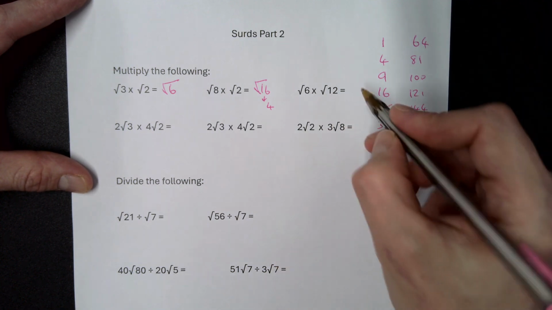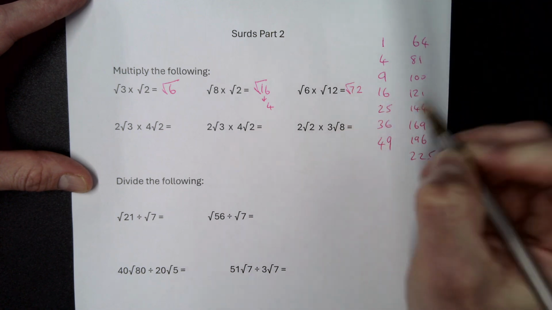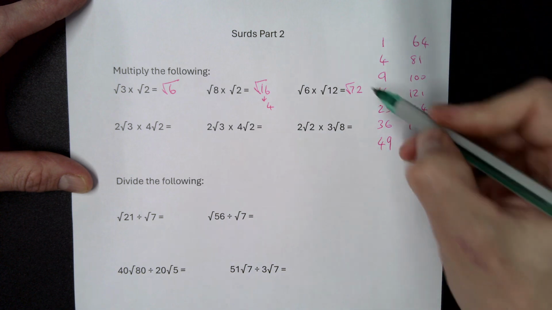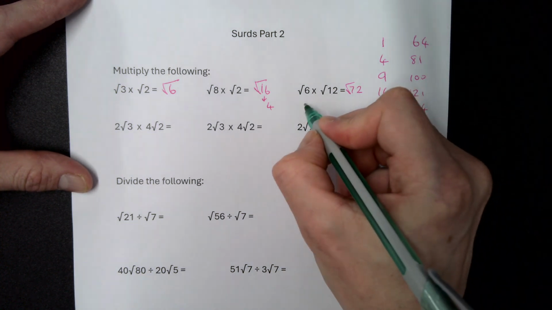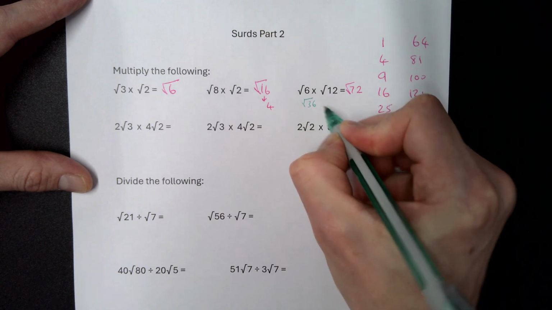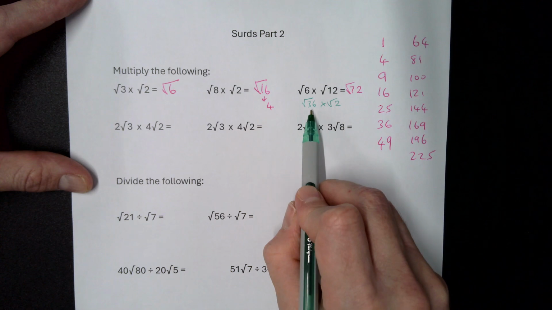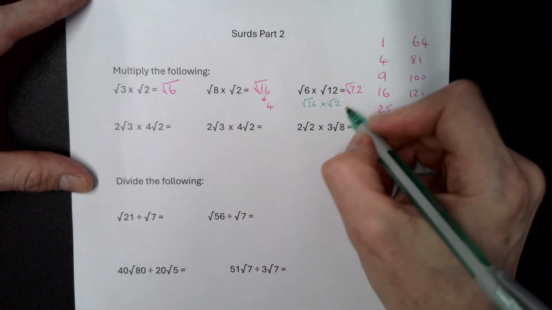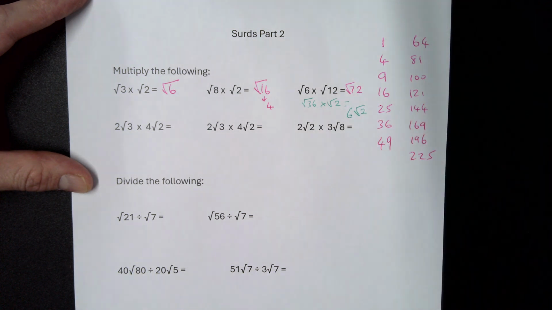Root 6 times root 12 gives you root 72. Now 36 can fit into that twice. Okay, so it's root 36 times root 2. Square root of 36 is 6, so it's 6 lots of root 2.